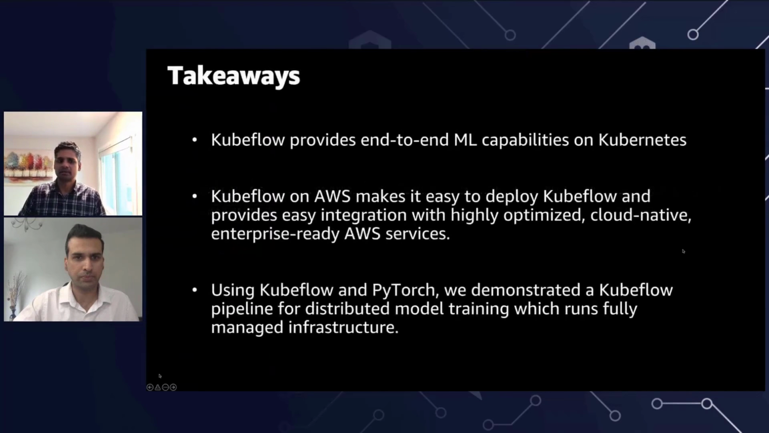If I keep going ahead, some of the key takeaways from this overall workshop: we talked about Kubeflow and how Kubeflow provides end-to-end ML capabilities on Kubernetes. We also talked about the Kubeflow on AWS distribution, which makes it easy to deploy Kubeflow. You can use AWS high-level services, which can enhance your Kubeflow, make it more reliable, and potentially help you run production-level workloads. We also saw how you can use PyTorch, the open source deep learning framework, to run distributed training using Kubeflow and also using SageMaker.